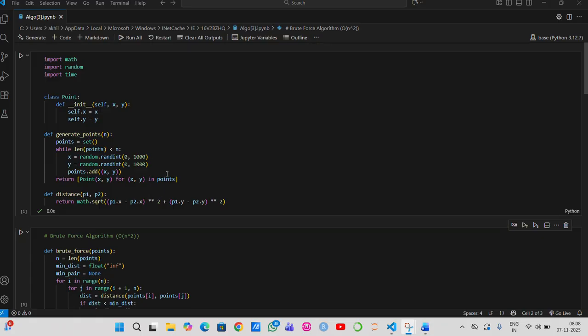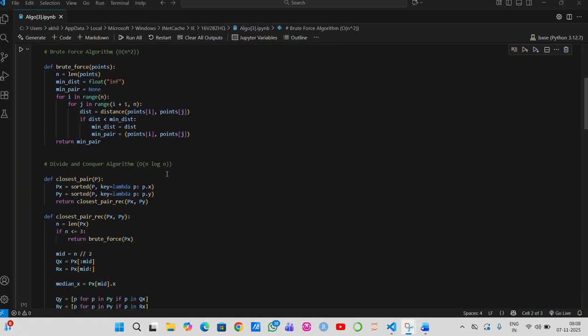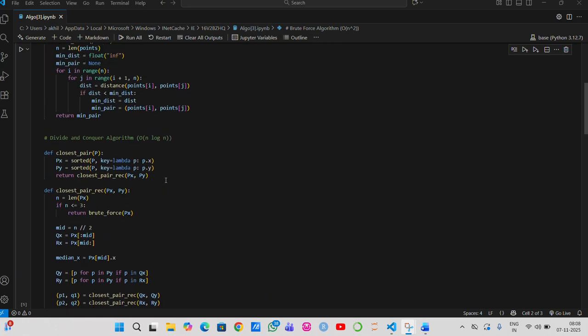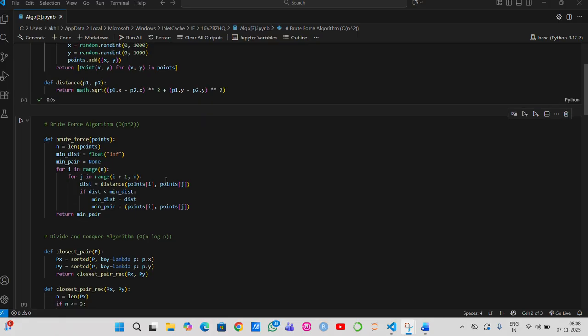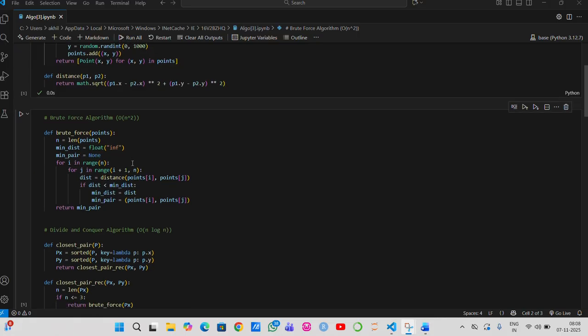Now coming to the algorithms, let me give a quick look at how each algorithm works. The brute force algorithm is super straightforward: for every point, it checks the distance to each other point and keeps track of the smallest one. It is simple and accurate, but it quickly becomes inefficient as n increases because it makes roughly n squared over two comparisons.